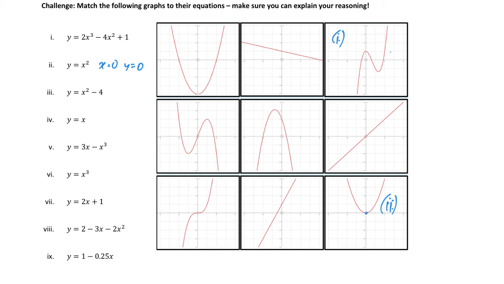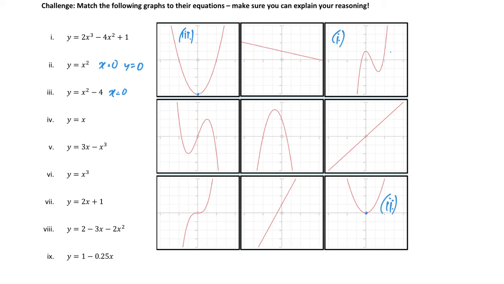Because why we needed that was to distinguish between part 3. So part 3, we have got a positive quadratic again, so again it's going to be U-shape. But if you put x equal to 0, you're going to have 0 squared, which is 0, minus 4, which is going to be this point. So this is why this one is graph 3.